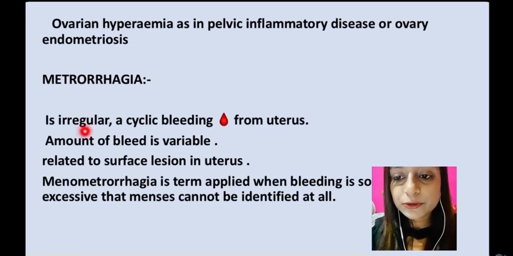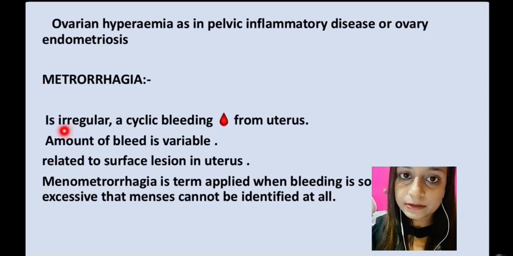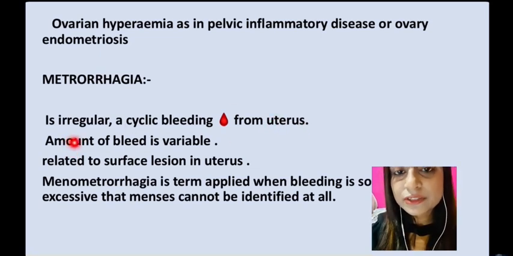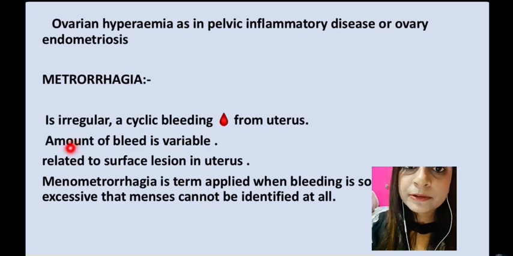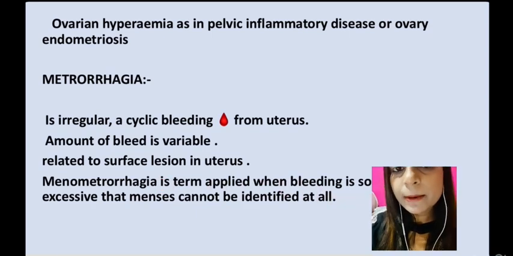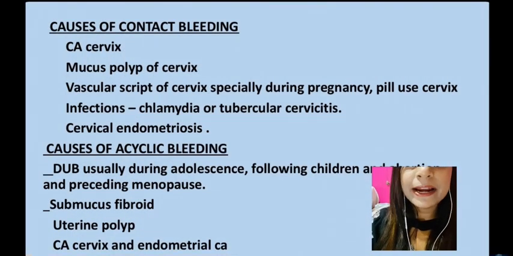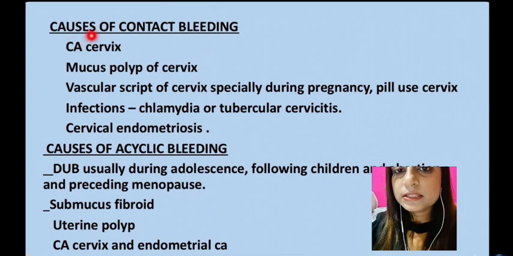Next, coming to metrorrhagia, the second one we'll see here, which is dysfunctional uterine bleeding. Metrorrhagia is irregular, non-cyclic bleeding from the uterus. The amount of bleeding will be variable, not constant, related to a surface lesion in the uterus. Menometrorrhagia is a term applied when bleeding is so irregular and excessive that menses cannot be identified at all.